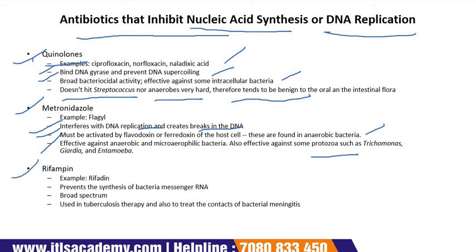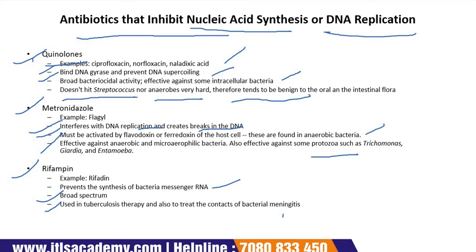Last one is your rifampin. Example, Rifadin. It prevents the synthesis of bacterial messenger RNA, and it is a broad spectrum drug used in tuberculosis therapy and also to treat the contacts of bacterial meningitis. Rifampin is generally produced by the bacterium Streptomyces, and it is effective against some gram-positive and gram-negative bacteria also, and Mycobacterium tuberculosis. They inhibit the enzyme RNA polymerase.